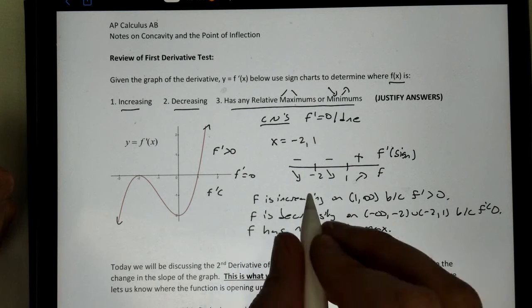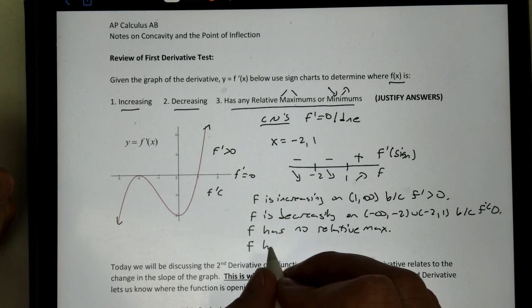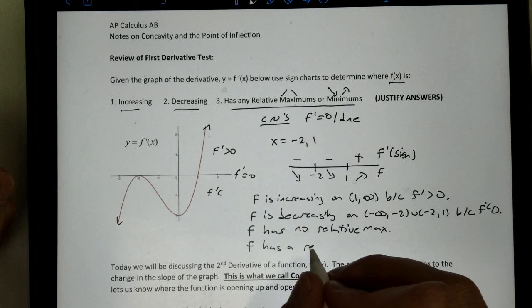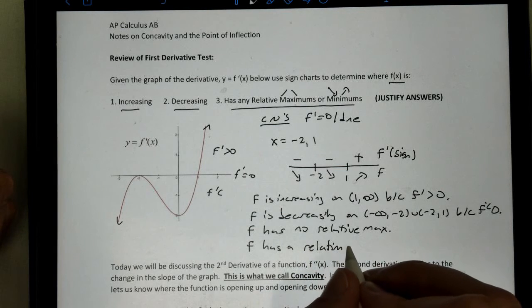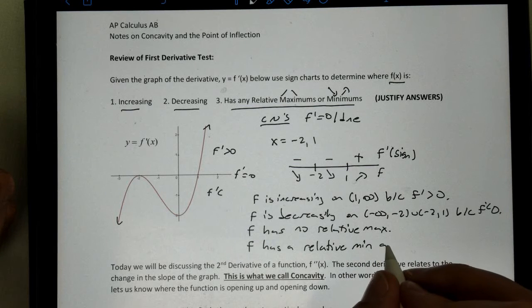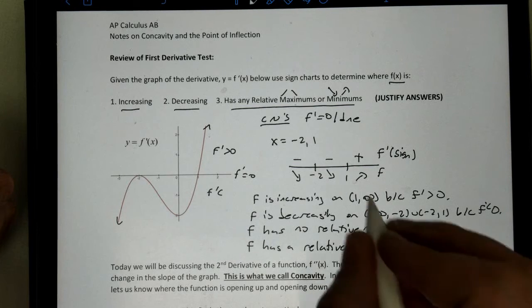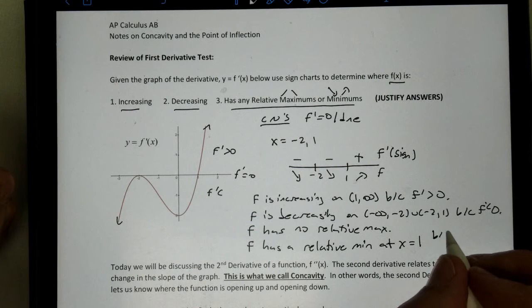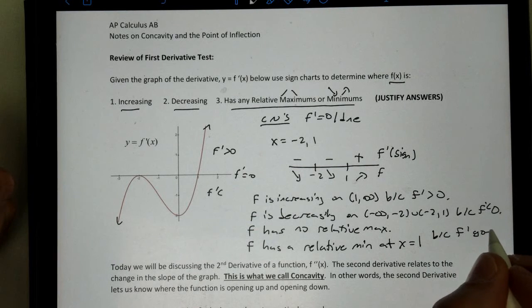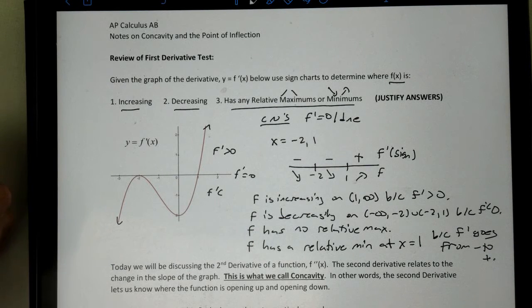Next, we do have a relative minimum. We can say f has a relative minimum at x equals 1. And that is because the derivative goes from negative to positive. And that's what we want to say there.